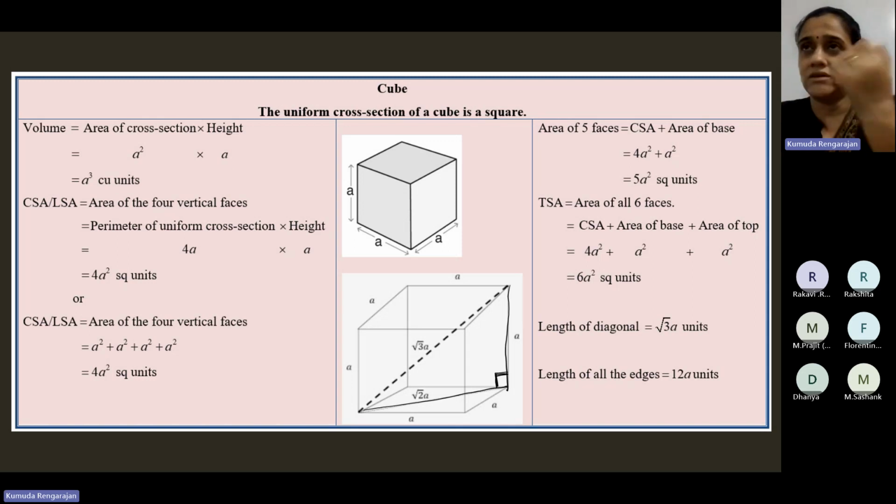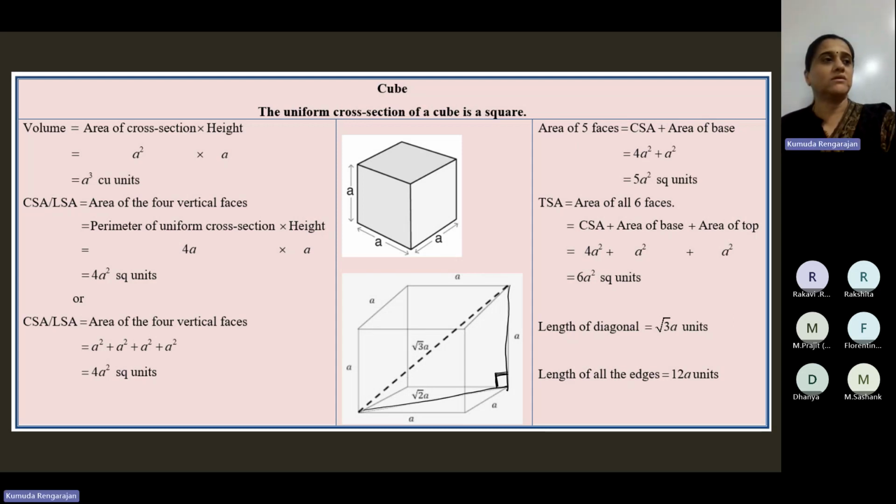So the total area of the room will be the area of the 4 walls plus the area of the floor. Why will I find the area of the ceiling when there is no ceiling at all? So for a cubical box or a cuboidal box which is open at the top, you have to find the area of only 5 faces. If it is a cube, it is 5a square because each face is a square. So 5 faces, 5a square.